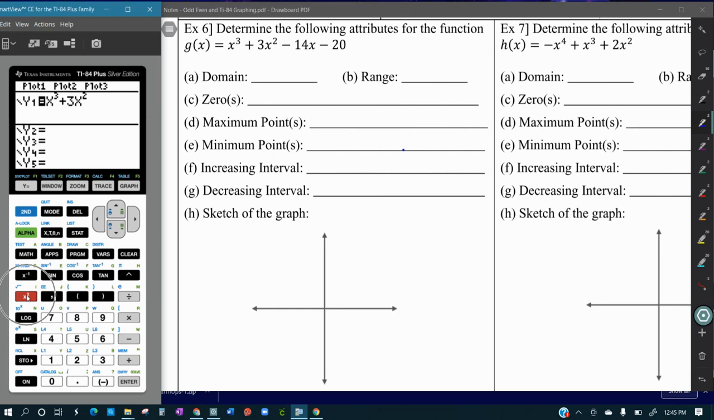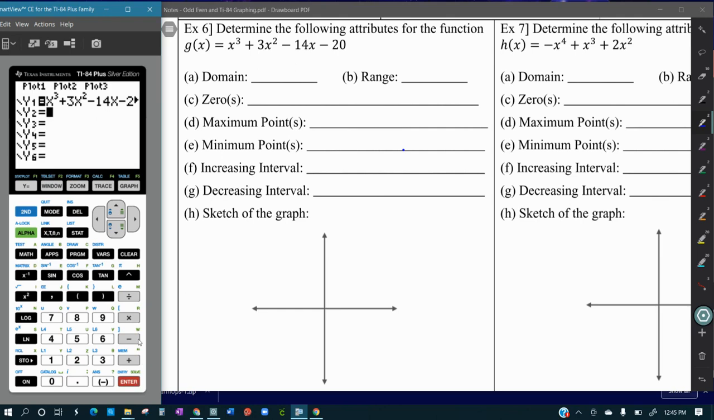So squared has a quick key. All the other exponents need the up arrow caret key. Then we have minus, make sure you're using a minus and not a negative. 14x minus 20. When you're done, press enter, and we can graph.